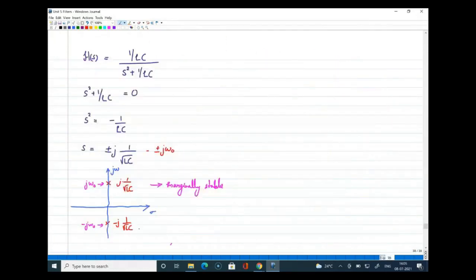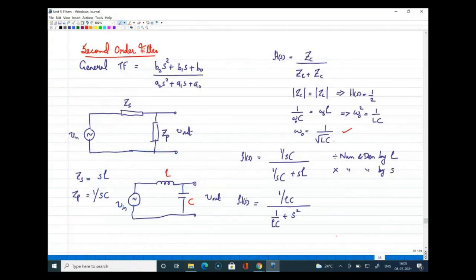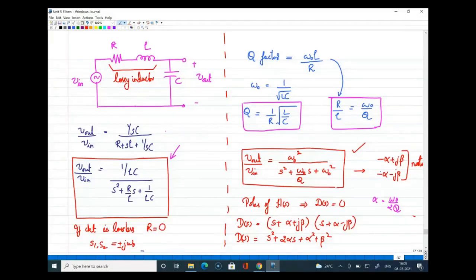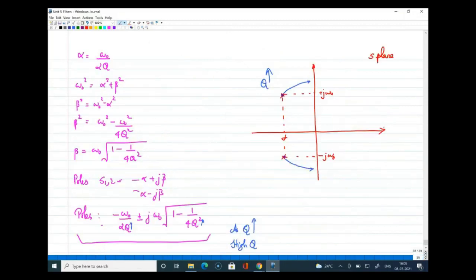So we started with the L and C of this form, where L and C are connected in series, and there we saw that the system will be a marginally stable system. But later, by including the inductance in series, we saw that it can be stable with the poles on the left half of S plane, but again depends on the Q factor. So that was the discussion we made.